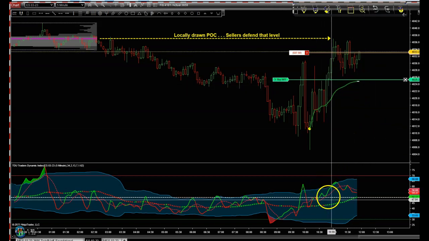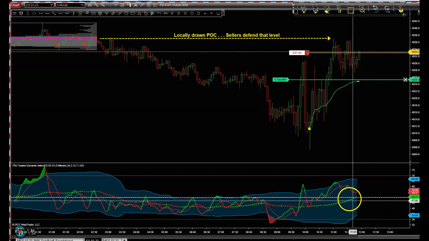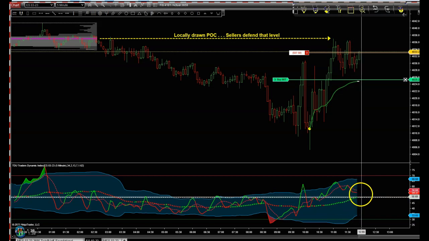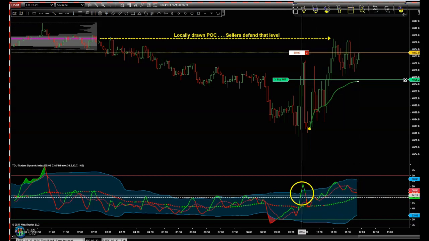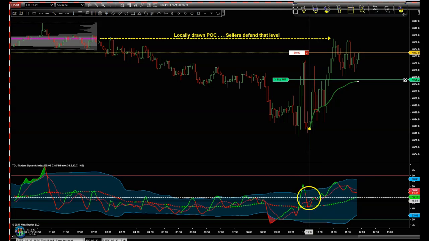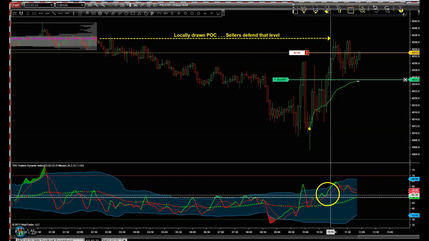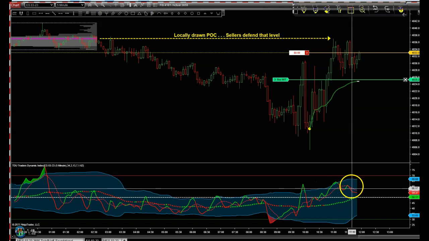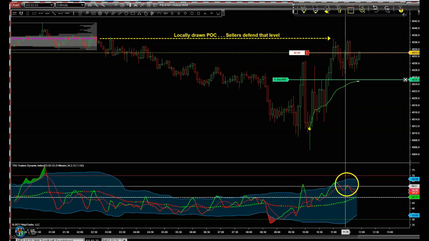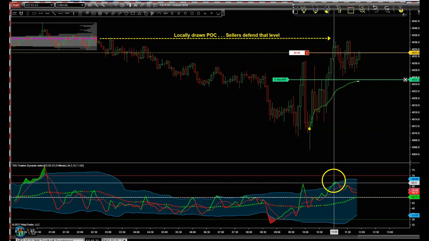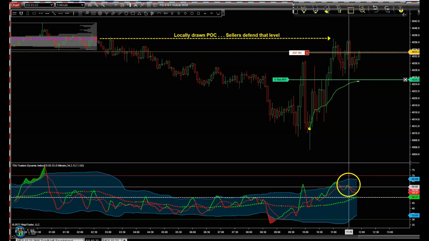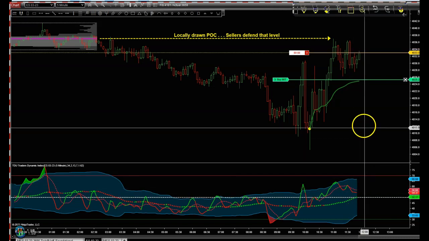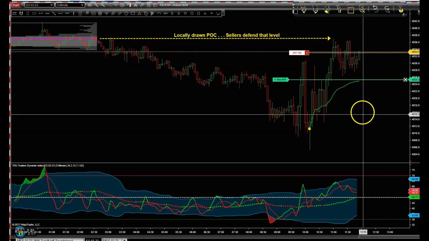And I'm using the TDI. The baseline, which is this green dotted line, has come up to the 50 level, whereas the price line and the signal line have already exceeded the 50 level up here. I thought that if this price line, which is this solid line, not the dashed line, comes down and taps this, it's liable to want to keep going up. So I'm a little bit at risk here.